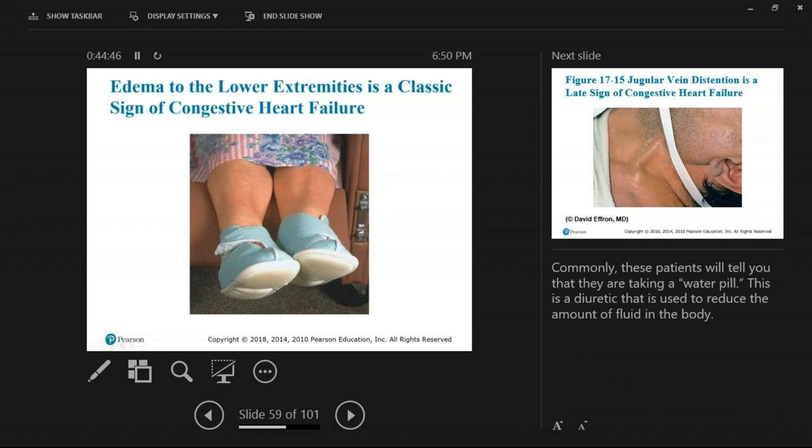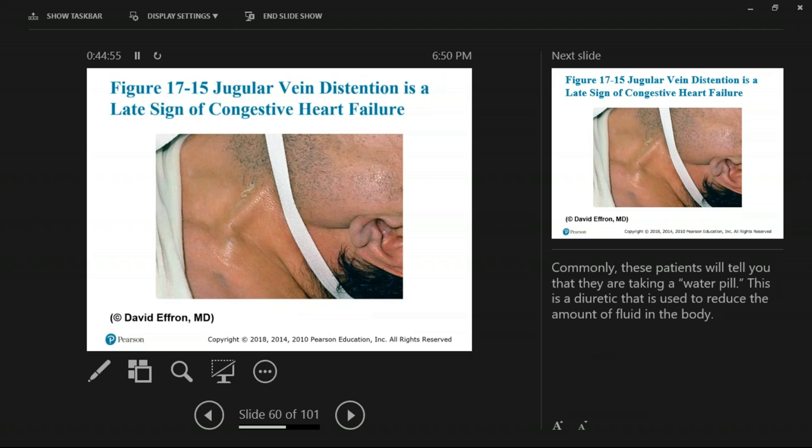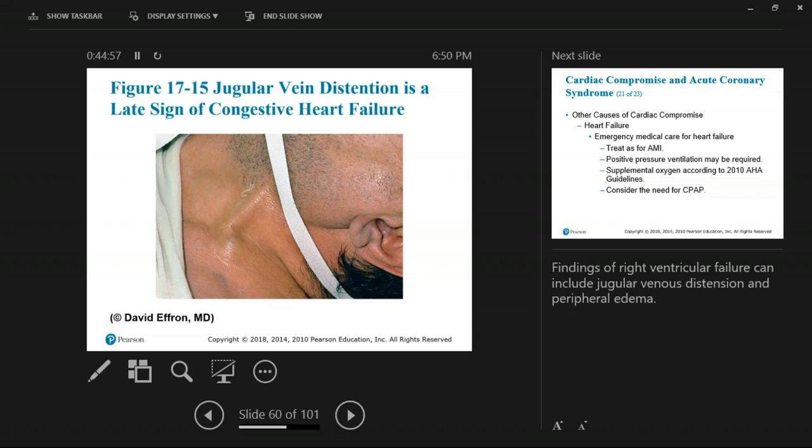Here's somebody with rather good size pedal edema, or pitting edema. Jugular venous distension. And notice, interesting, the ear has a little cyanosis. But this is jugular venous distension.